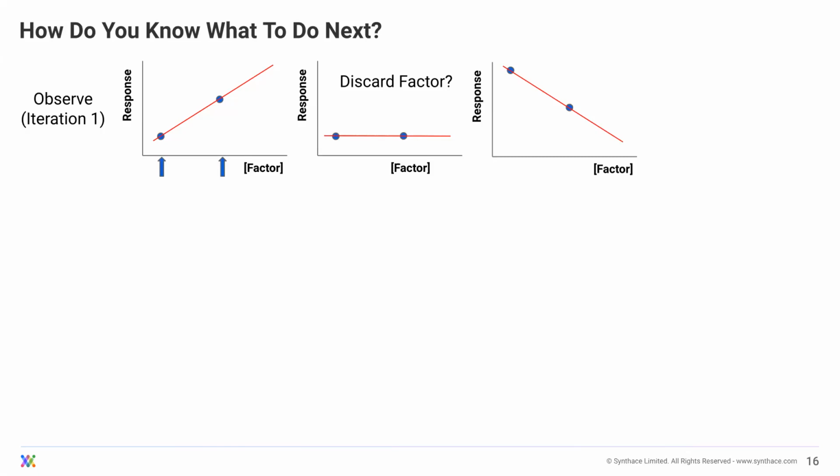So as the factor concentration increases, our response increases. We may see no change at all. And then we may see a decrease in our response as the factor increases. So before I speak about the first or the third situation here, the middle one, just because you see a flat line here, it doesn't mean that the factor is not having an impact.